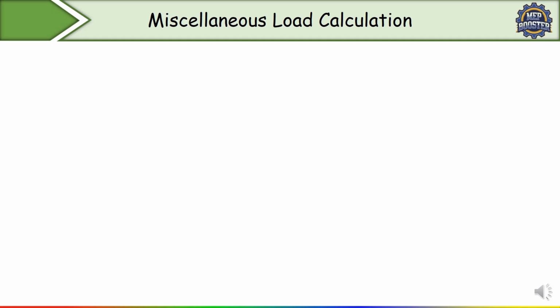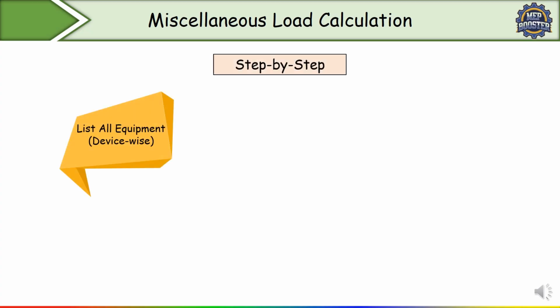Now the next is miscellaneous load. What is it and how to calculate? See, all of you, miscellaneous load is what? Miscellaneous load refers to all electrical loads that do not fall under the primary category, such as lighting, power, HVAC or emergency. These are often building-specific functional loads that vary based on occupant type, user requirement and operational activity.